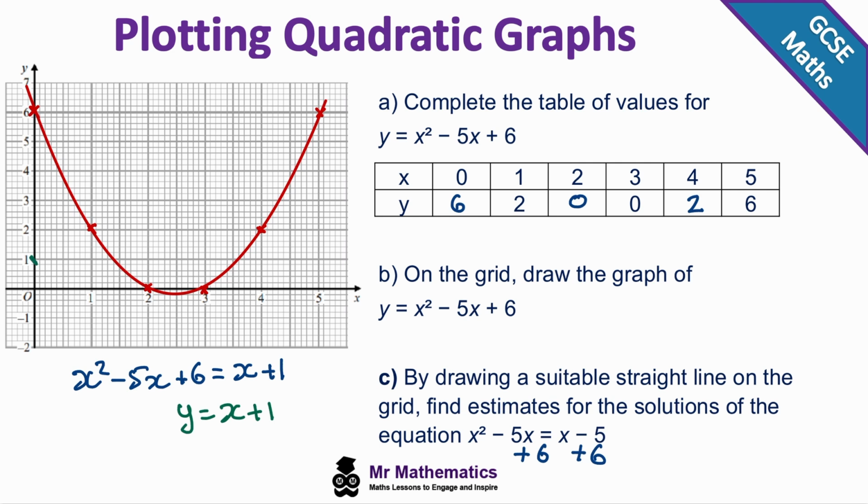So when x is 0, y is 1. When x is 1, y is 2. And we can join these points together. And we'll have our straight line. So the solutions are where the two lines intersect, when x equals 1 and when x equals 5. So these are our two solutions. x equals 1, x equals 5. So part C was quite advanced, but it's all about making the left-hand side equal to the graph we've been given, and then finding what y is equal to and plotting that line.